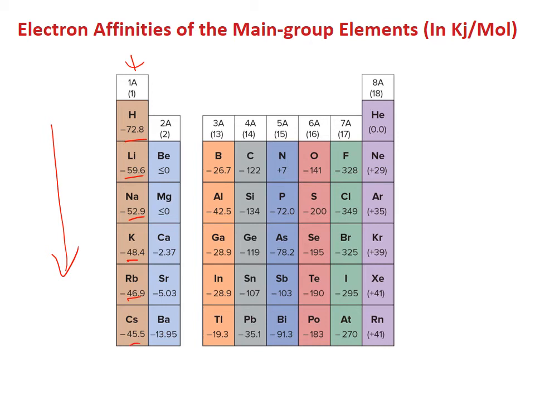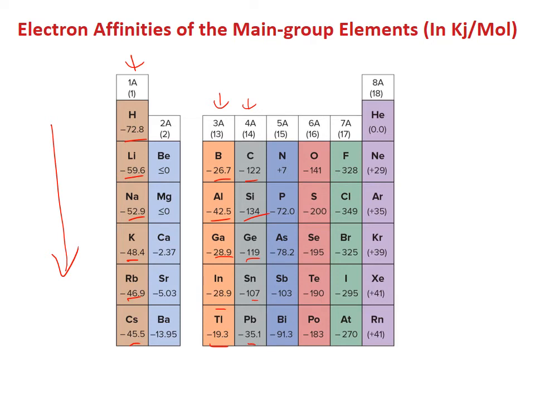And then other groups are not as regular. For example, group 3: 26, and then it increases to 42, and then decreases and decreases. Group 4 is also 122, increases to 134, and then decreases, decreases, decreases.